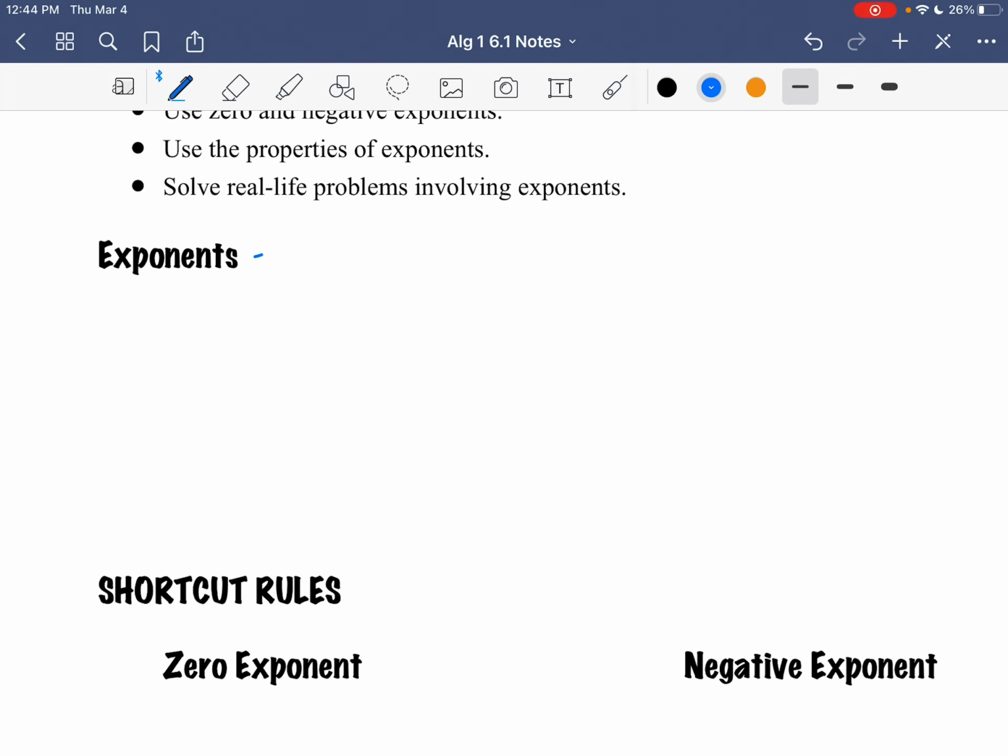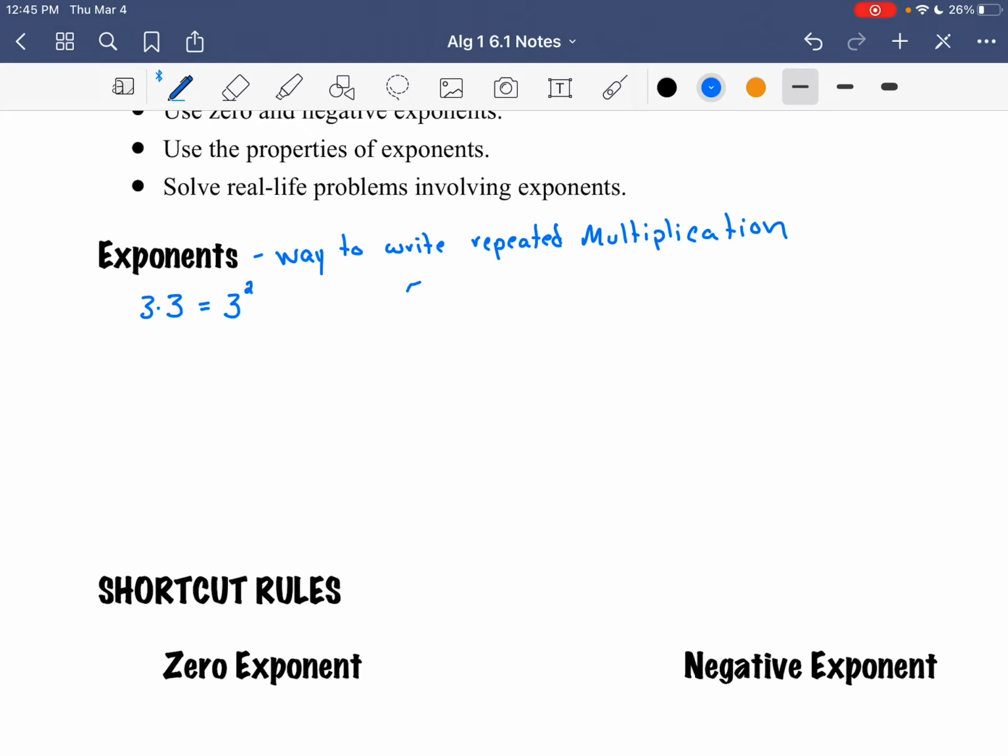An exponent is simply just a way to write repeated multiplication. So when I have multiplication happening multiple times, for example, 3 times 3, I'm multiplying 3 2 times, so I can write that as 3 to the second. 3 is my base, it's the number I'm multiplying, and the 2 tells me how many times I'm multiplying it.